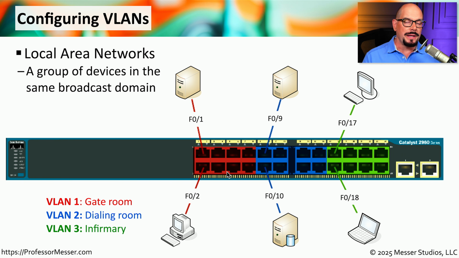From a networking perspective, there might be a good reason to allow these different VLANs to communicate to each other. And in that particular case, we need a router to be able to route information from one VLAN to another.